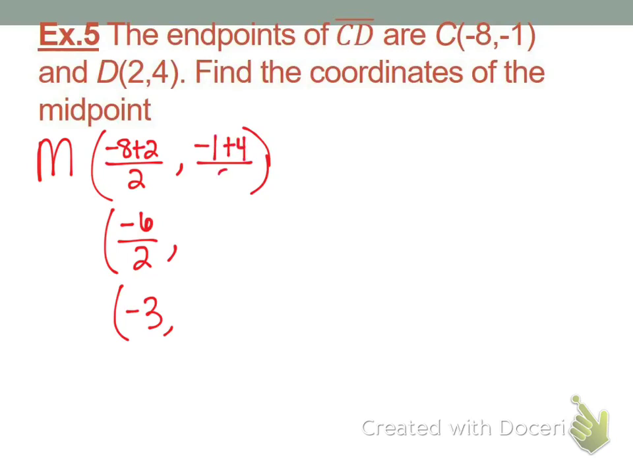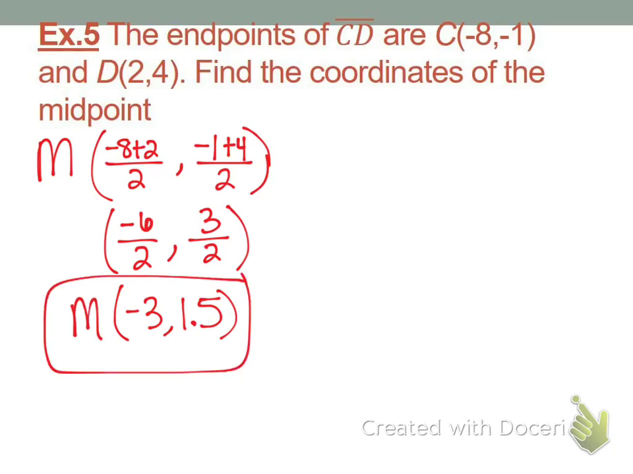-1 plus 4. Again, divided by 2. What is -1 plus 4? Hopefully we're saying 3. We shouldn't be saying -3. All right, and then 3 divided by 2. 1.5, you could leave it as 3/2, 1.5, any of those would be fine. There's our midpoint. Questions, concerns?